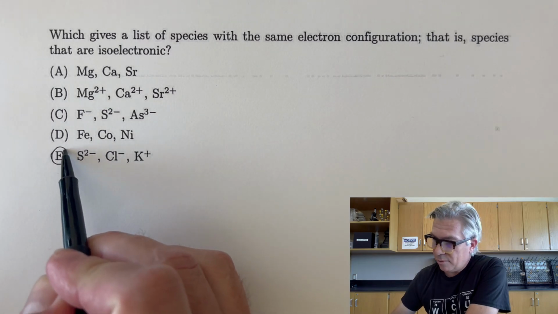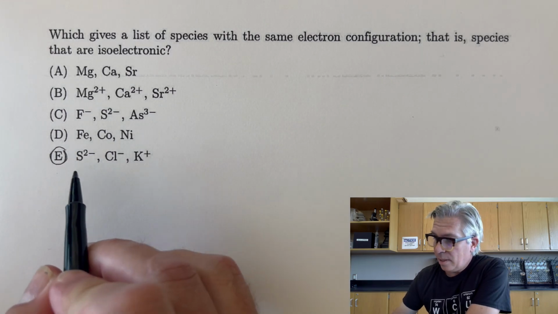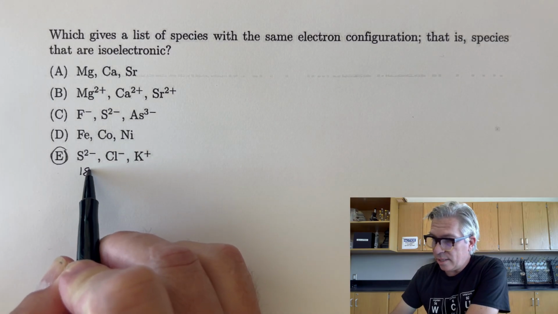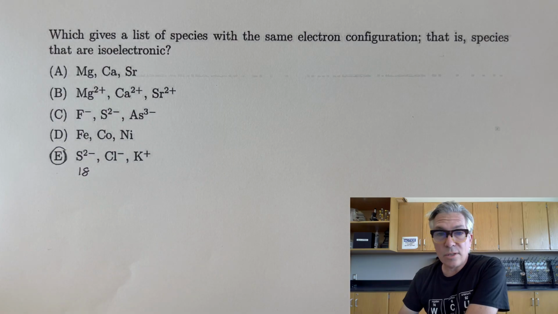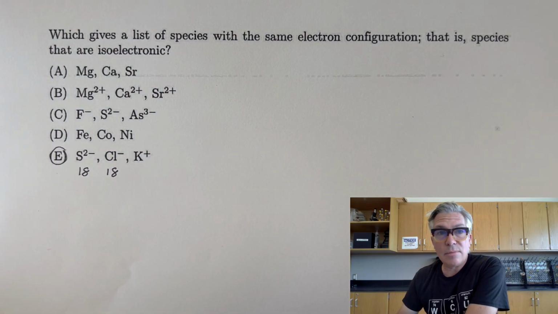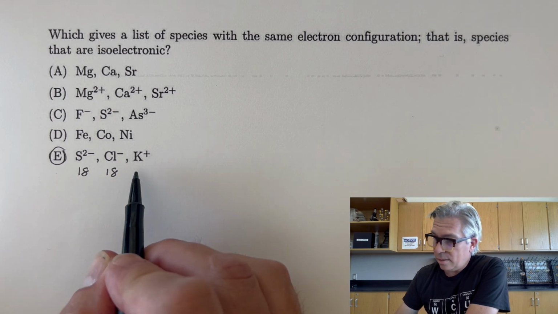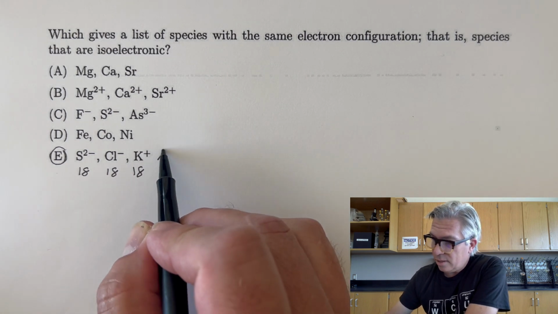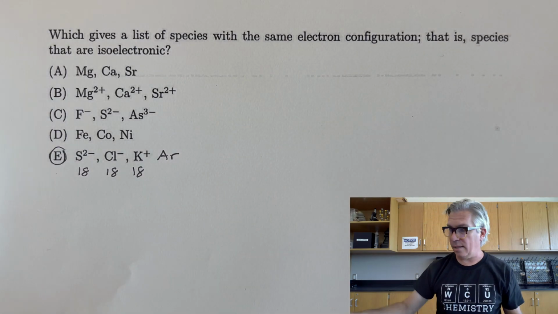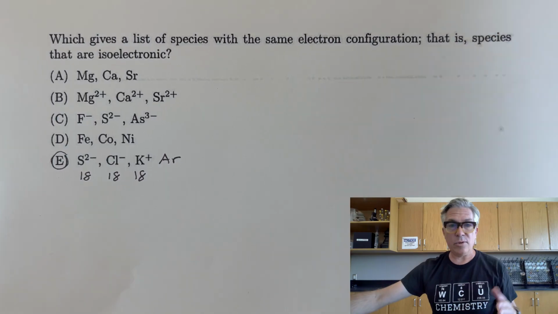You had to work your way through all of them, or at least get lucky and start at E. So sulfur normally has 16 electrons. By adding 2, it's got 18. Chlorine starts with 17. By adding 1, it also makes 18. And potassium starts with 19, loses 1, and also makes 18. So all of these are actually isoelectronic with argon. And that is what you do. If you count the total electrons and they're the same, you can assume they're isoelectronic because they'll organize themselves in the same orbitals.